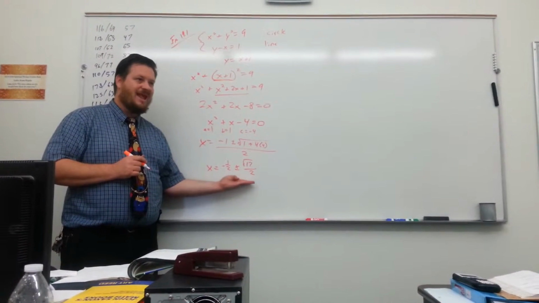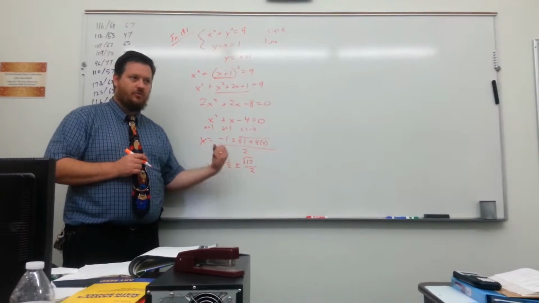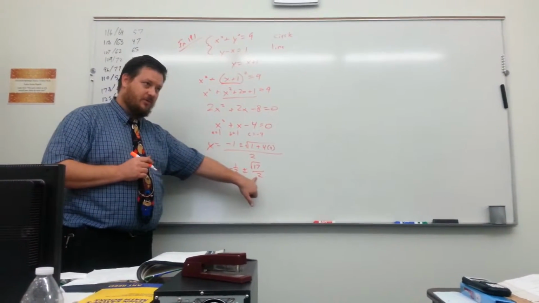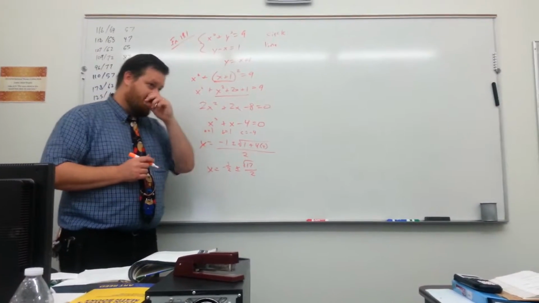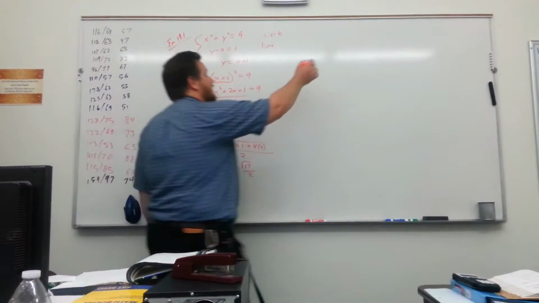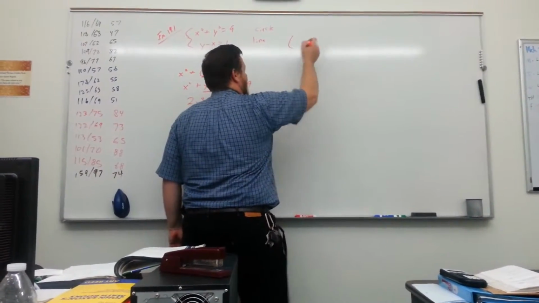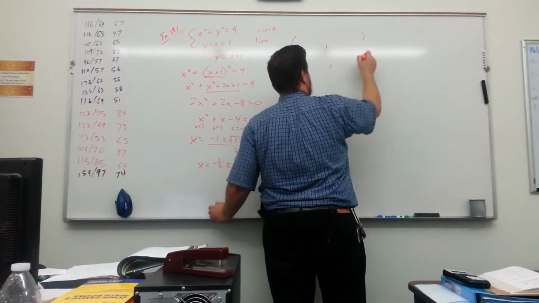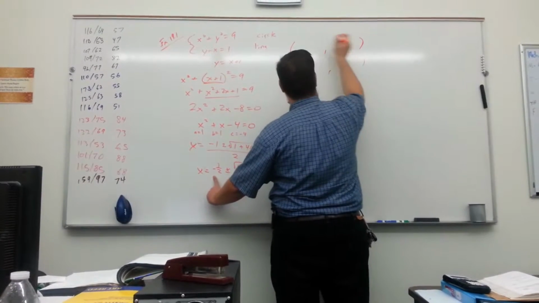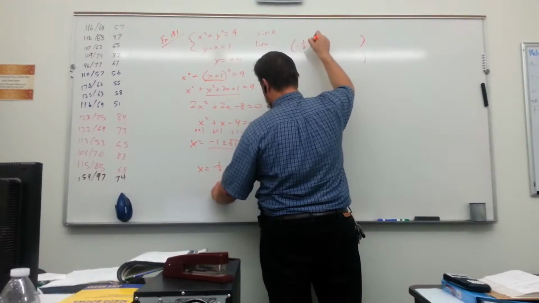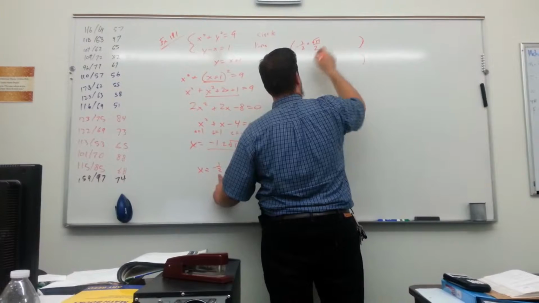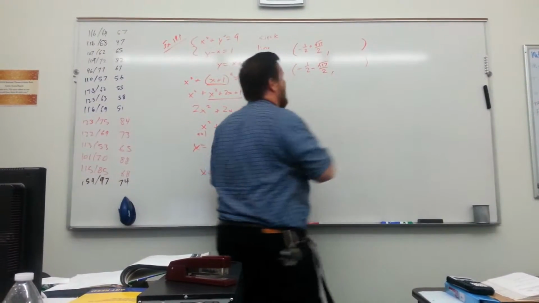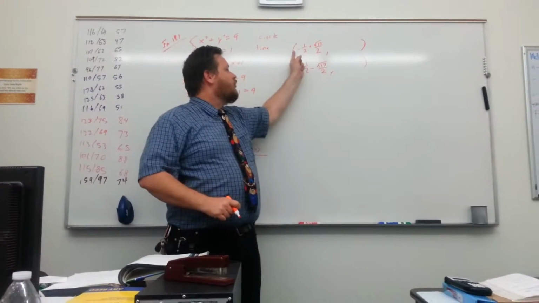How many answers for x is this? 2. There's the -1/2 plus radical 17 over 2, and -1/2 minus radical 17 over 2. Which means that for our answer, we're going to have 2 sets of coordinates. This is why. One of them is -1/2 plus radical 17 over 2. The other one is -1/2 minus radical 17 over 2. We have to find the y that goes with each one of these x's.